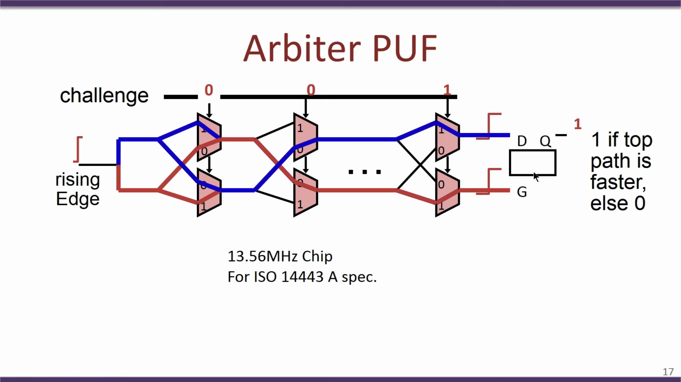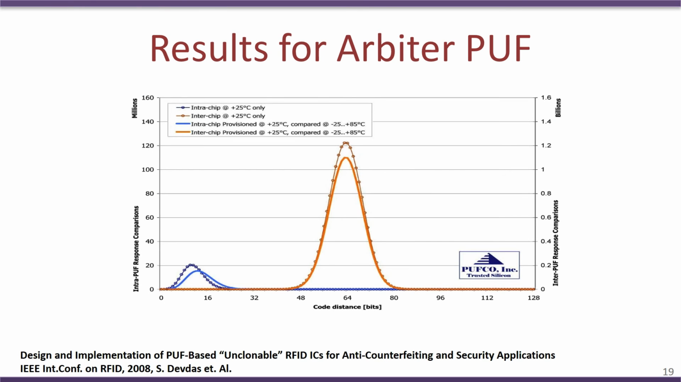So, this is essentially utilized for authentication and other purposes. So, this is a result for an Arbiter PUF. It is obtained from this particular 2008 paper, which shows both the inter and the intra-chip distances at 2 temperatures. One is at 25 degrees and the other one is at 85 degrees.